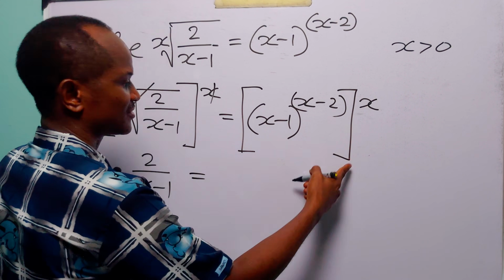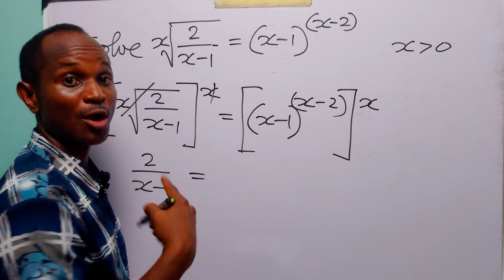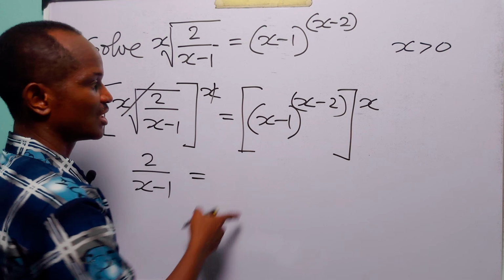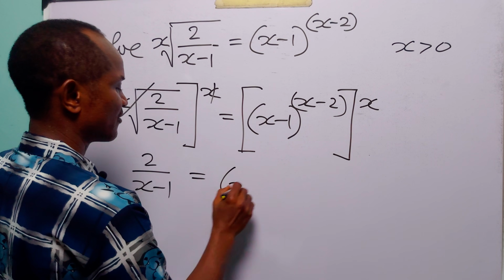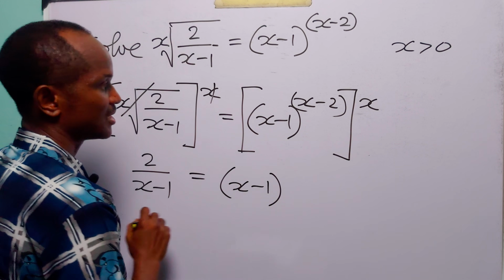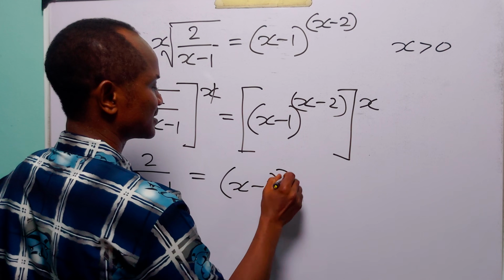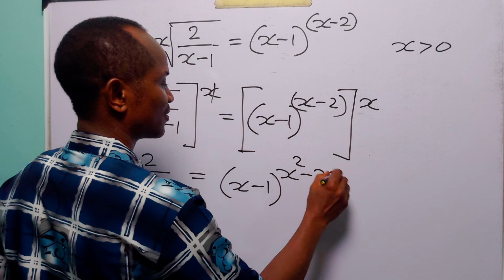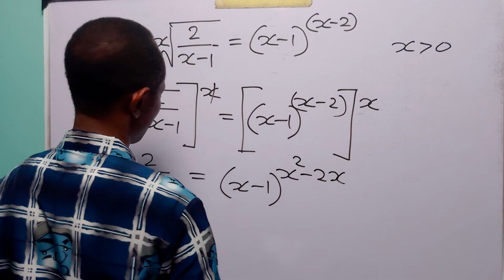Now, remember that to get rid of these brackets, all we need to do is to multiply these two powers. So on the right-hand side, we have x minus 1 to the power x times x is x squared, minus 2 times x is minus 2x.